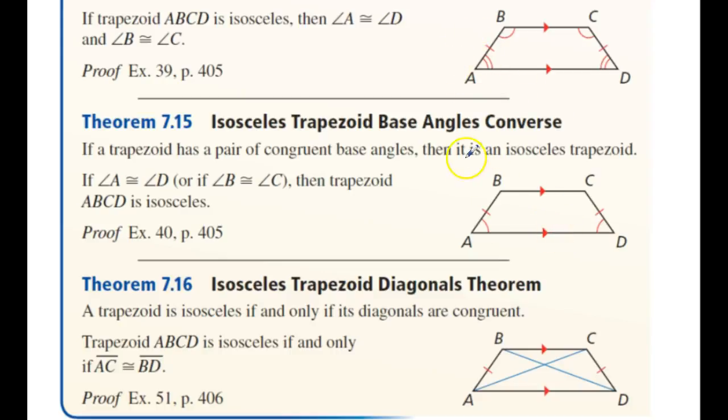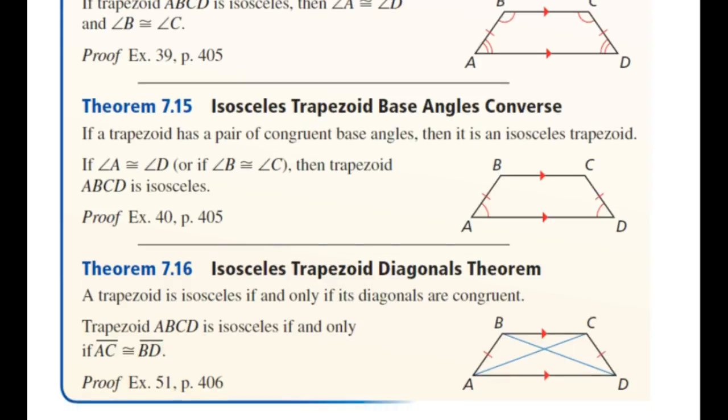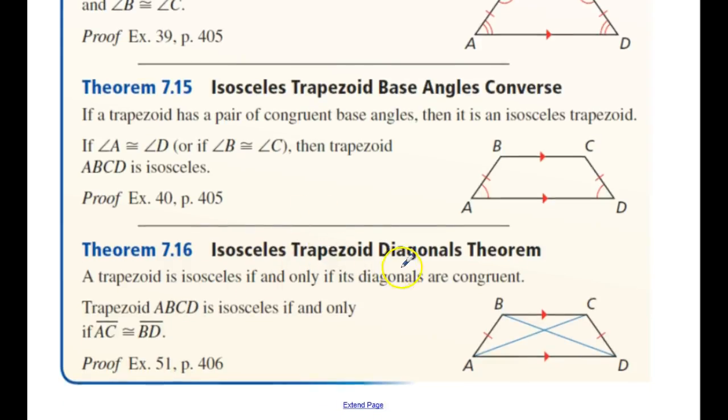So the difference between these two theorems is this first one: I know something about the side lengths, so then I can say what I know about the angles. In the second one, I'm given information about the angles, which leads me to what I know about the side lengths. So then here's our isosceles trapezoid diagonals.